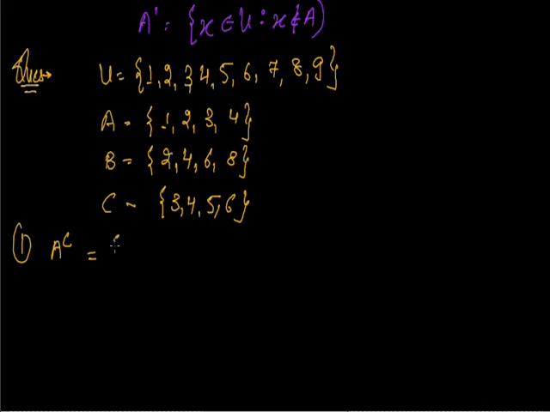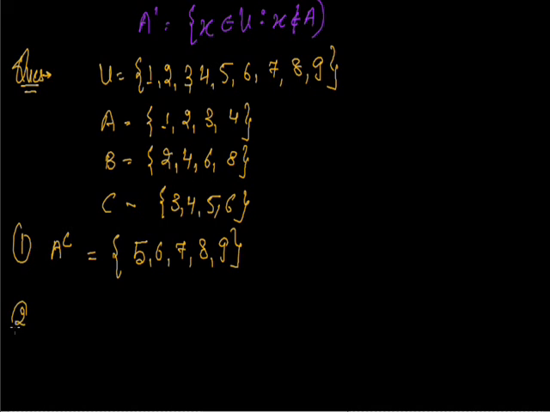Complement of A will be equal to the set of elements which are in U but not in A. Like 1 is in A, 2 is in A, 3 is in A, 4 is in A. So we will exclude these and we will take 5, 6, 7, 8, 9 in A complement.